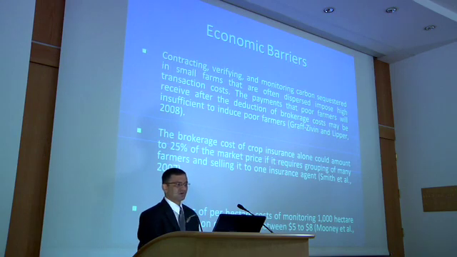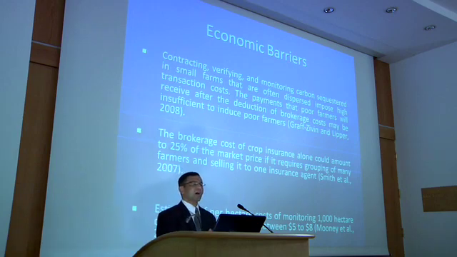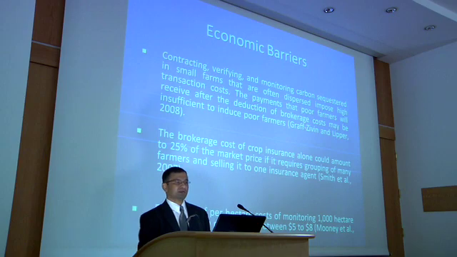And economic barriers. Contracting, verifying, and monitoring carbon sequestered in small farms that are widely spread out impose high transaction costs. So at the end of the day, the payments that farmers get may not be enough to induce these poor farmers to engage in mitigation activities. The brokerage cost of crop insurance alone could cost 25%. So at the end of the day, the poor farmers might not get what they are getting now by practicing traditional agriculture. Unless the proposed measures are equally rewarding, there is no incentive for the poor farmers to participate in mitigation measures.